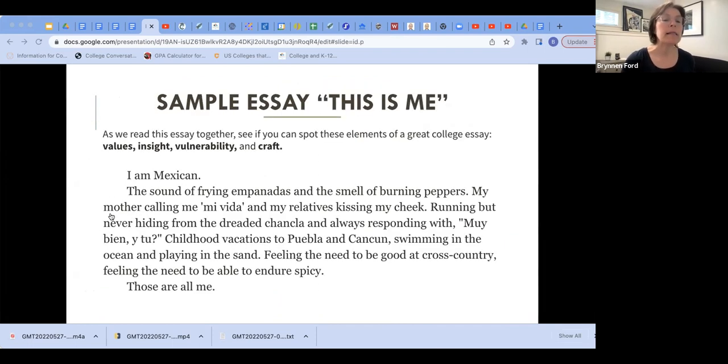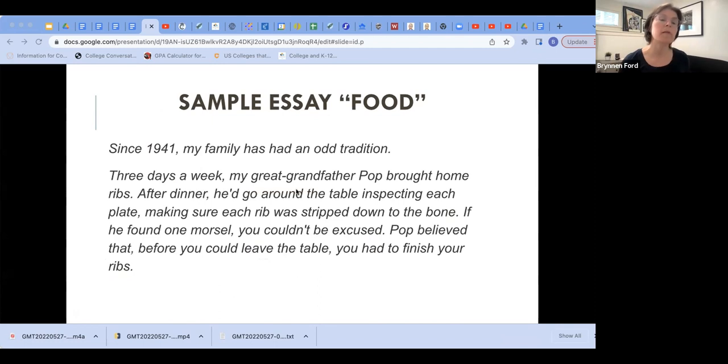All right, so we're going to look at an example essay. If you haven't looked at this one, I hope you will go back and look at it, but we're not going to do this one today because it's on the previous workshop. When we look at this next example, we're going to be looking for the author's values and insight and their vulnerability and their craft. So maybe take a note so you can help me remember. Values, insight, vulnerability, and craft, because those are components of a solid essay that helps people get to know you and the story of you.